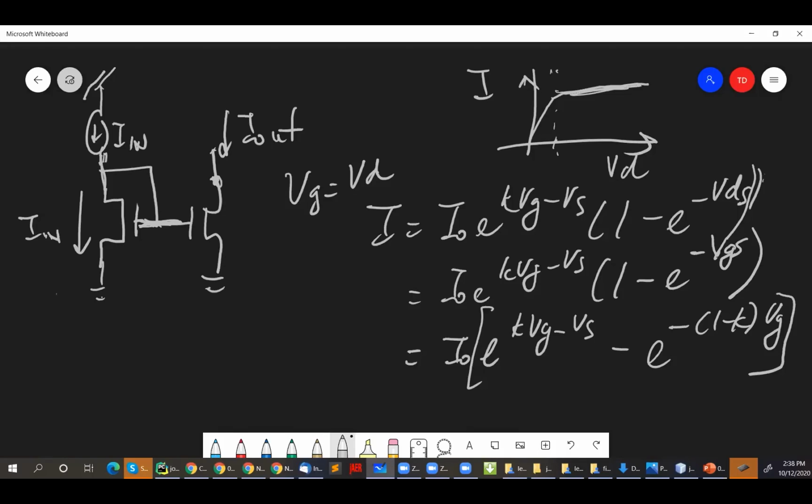And so when VG is reasonably big, this term disappears. And so then in saturation, you get I = I naught e^(kappa VG minus VS), right? So nice simple equation. Okay, any questions?